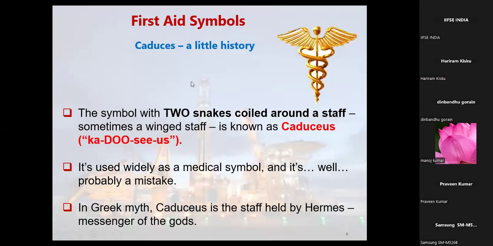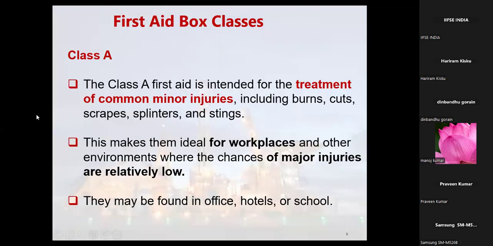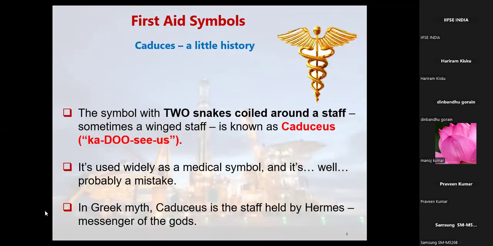Now the second one is the Caduceus. This is the most prominent symbol that you can see in India with the doctors. The Caduceus is two snakes coiled around a staff. It is used mostly as a medical symbol as well as for first aid. But literally speaking, this symbol does not stand correct. You can Google afterwards why I said this, but most doctors use this particular symbol. Medically, it does not fit for first aid or medical science.